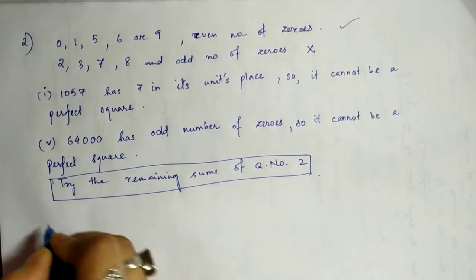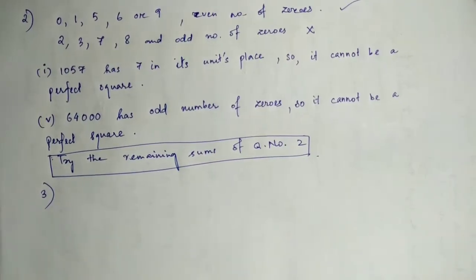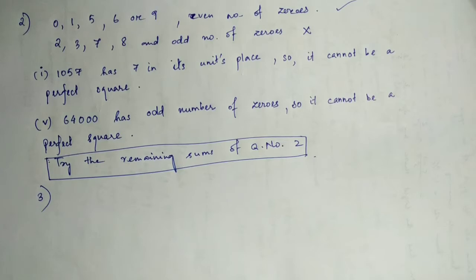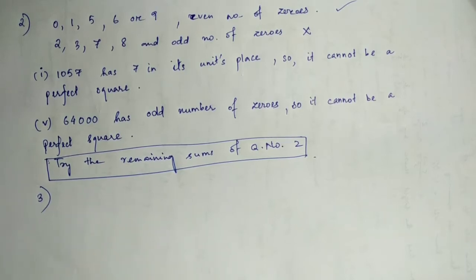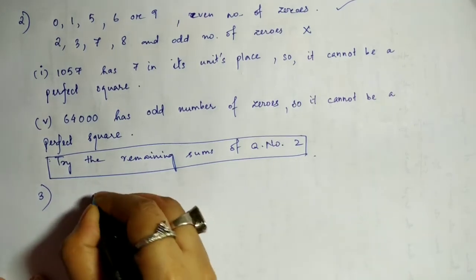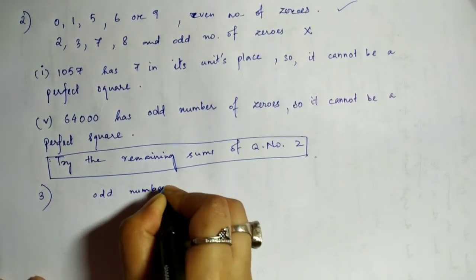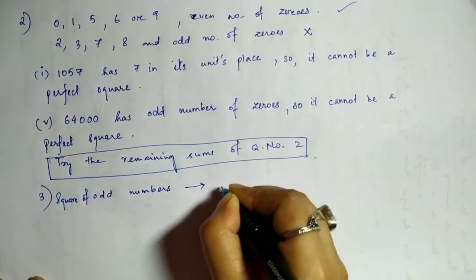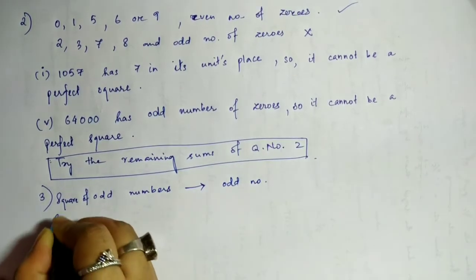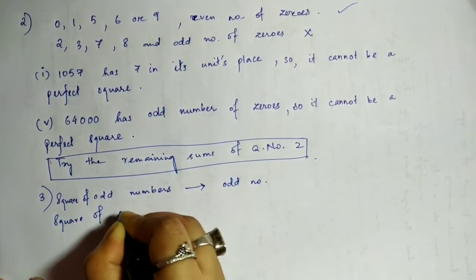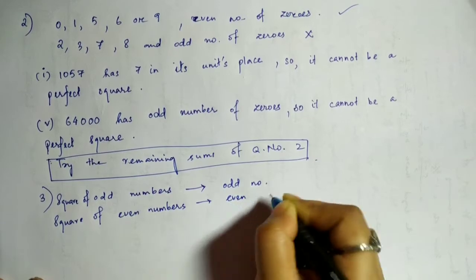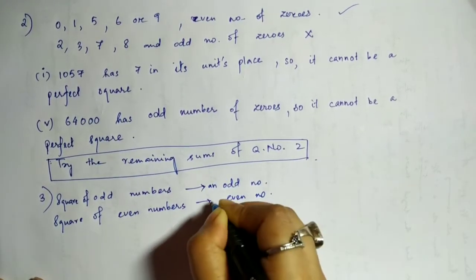Let's do question number 3 now. It's given: the squares of which of the following numbers would be odd numbers. Before doing this sum, we know there is a property of square numbers: the square of an odd number will always give you an odd number, and the square of an even number will always give you an even number. So remember this.